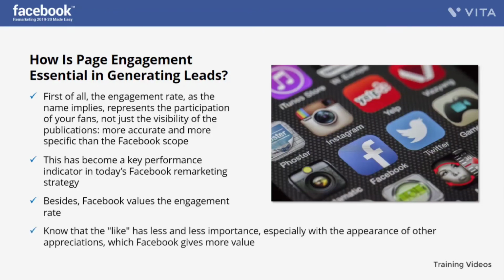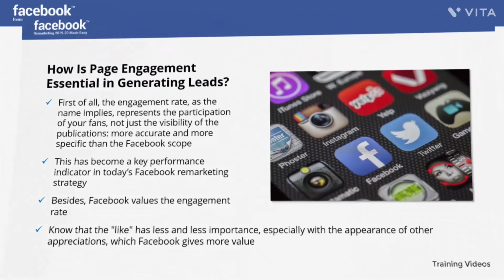Know that the like has less and less importance, especially with the appearance of other appreciations, which Facebook gives more value. According to the algorithm of the social network, these new appreciations, which mostly appeal to emotions, encourage more participation on the part of the user, since they do not just simply press like, but will look to share the emotion that the post gives them. So there is more commitment, and therefore more opportunities to remarket.